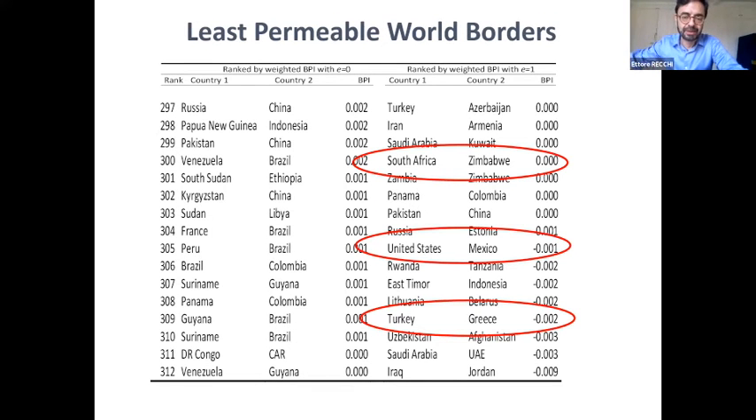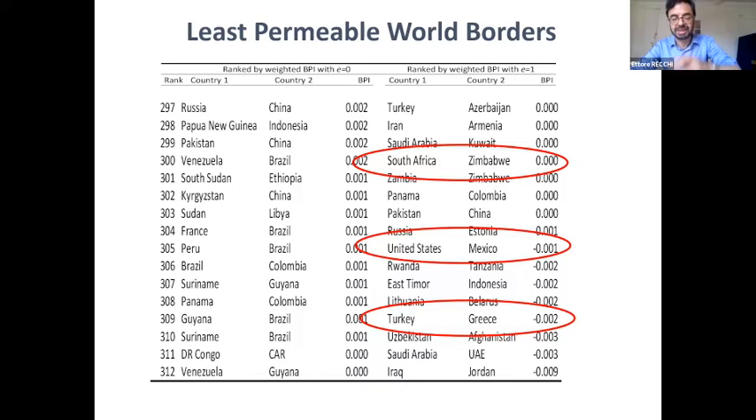On the other side of the spectrum, the borders which are the most difficult to cross are mostly characterized by deserts or forests, in which you don't have any infrastructure to cross. This doesn't mean that you cannot cross it, but it's naturally hard to cross these borders. For instance, the border between Guyana, that is France, and Brazil, or between Peru and Brazil, but also borders that are in fact very much controlled. It's the case of the United States and Mexico, and Turkey and Greece.